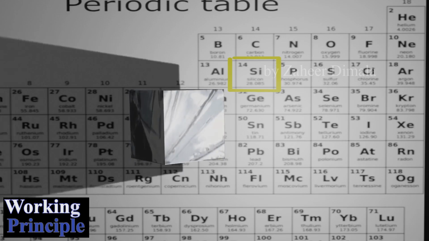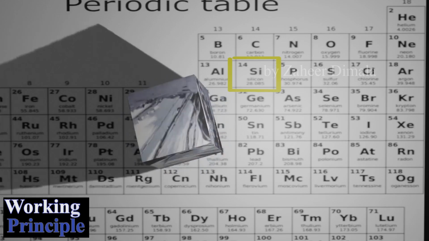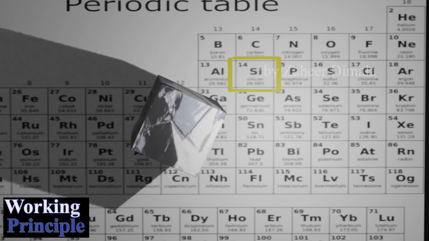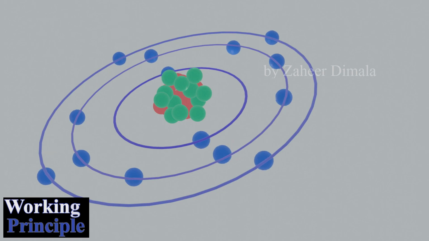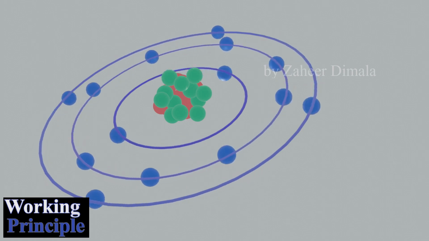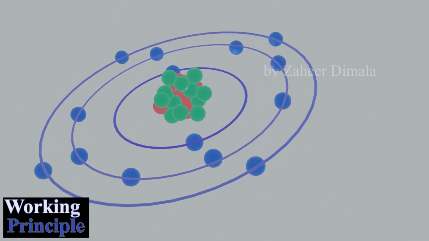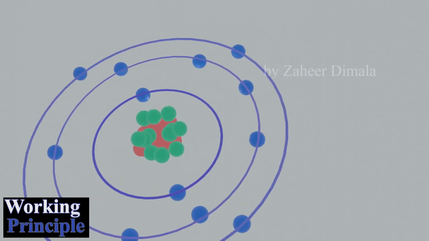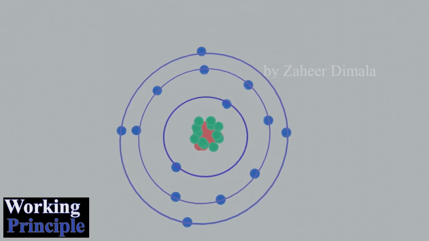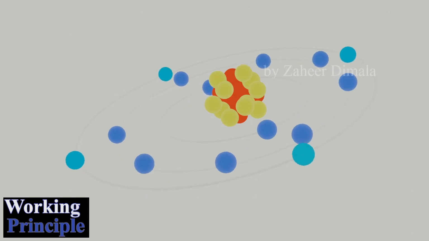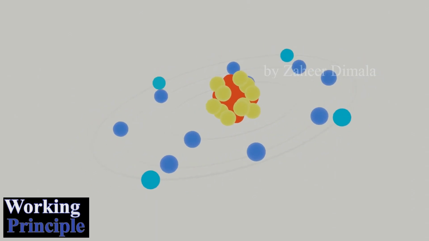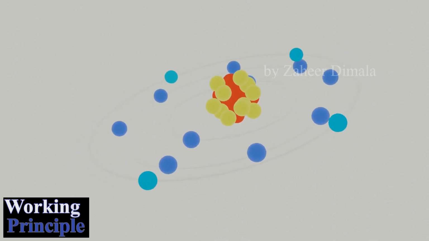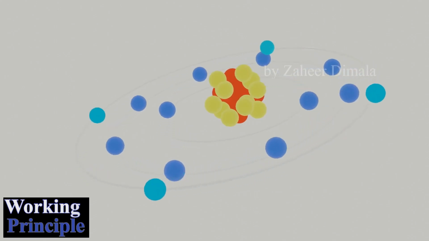Looking at the silicon atom, we find that it is a group 14 element on the periodic table and therefore has 14 electrons orbiting 14 protons. But what is of even more importance is that it has 4 valence electrons, and it is these valence electrons which will participate in reactions. It is these valence electrons that will play a role in setting up a semiconductor device.